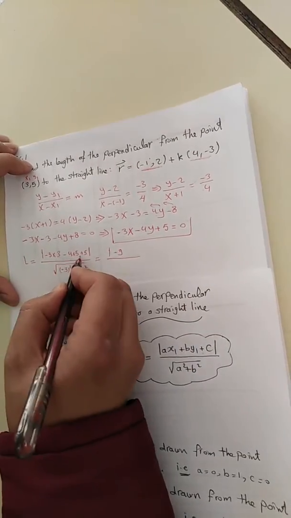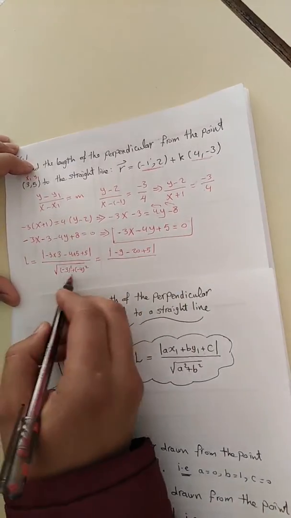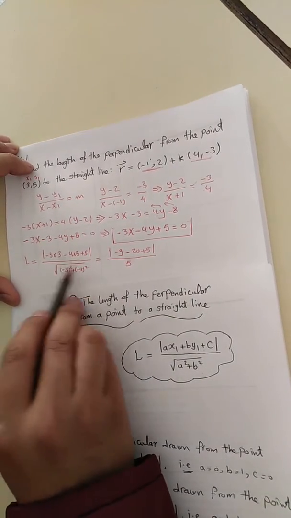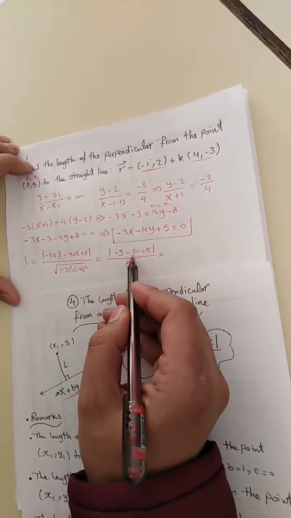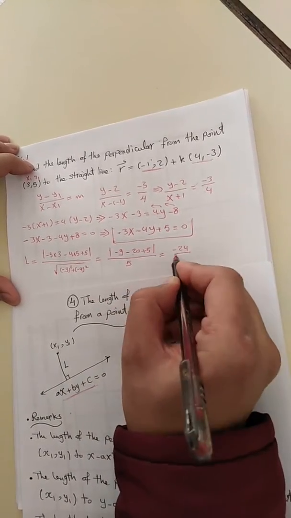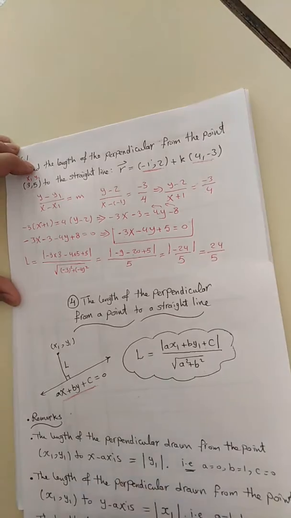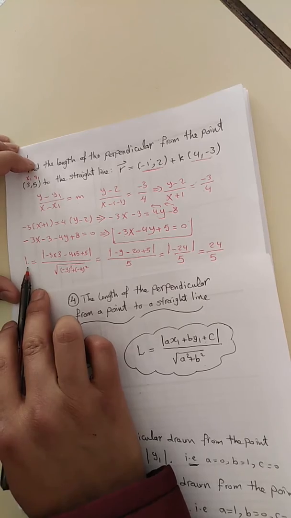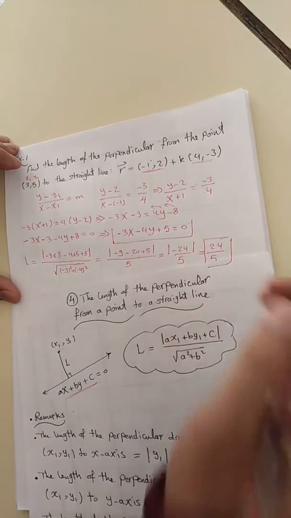Negative 9 minus 20 plus 5 over the square root, which is a well-known root, it will be 5. Negative 9 minus 20 is negative 29, plus 5 is negative 24, over 5. The absolute value of the numerator will be 24 over 5. This is the length of the perpendicular from the point to the straight line, and this is the required.